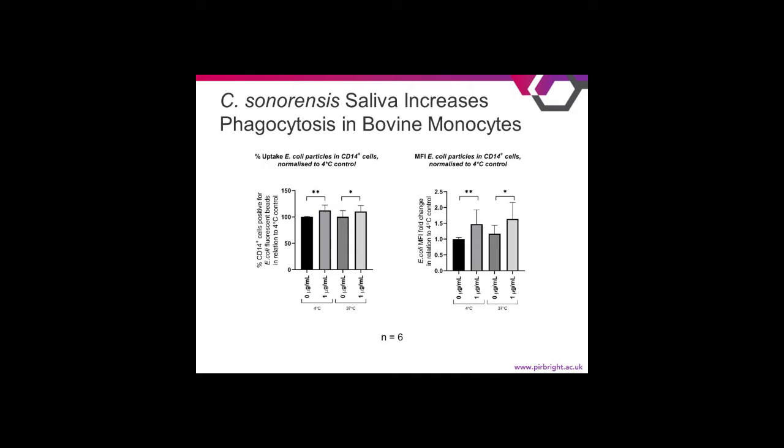And as you can see here, the trend is similar. So there is a higher MFI when treated with saliva, both at 4 degrees and at 37 degrees, and there is no significant difference once again between the two temperatures. So this suggests that the Culicoides saliva increases phagocytosis in bovine monocytes.